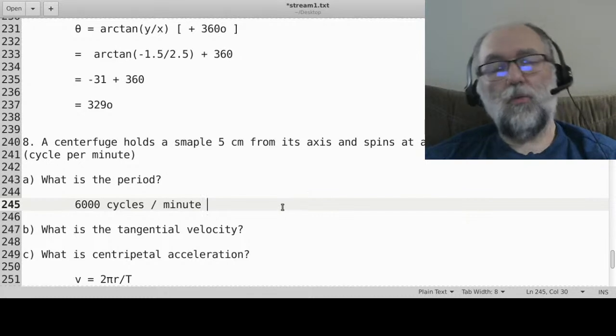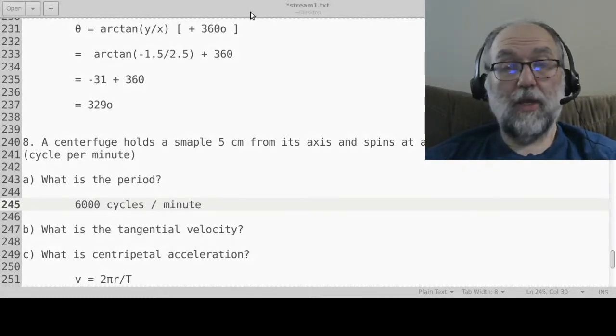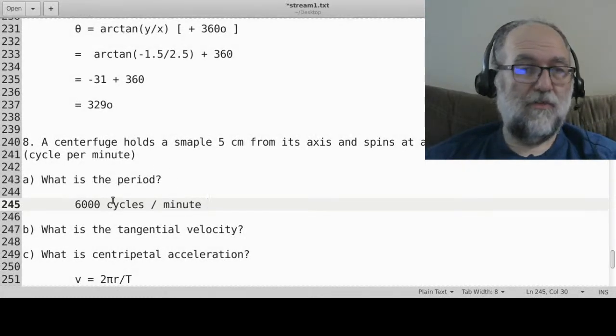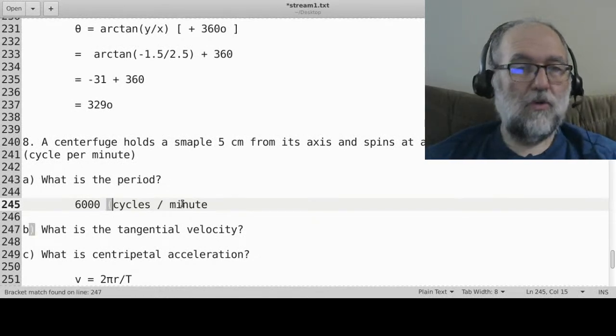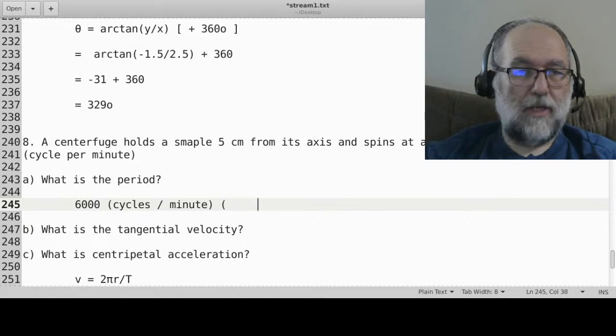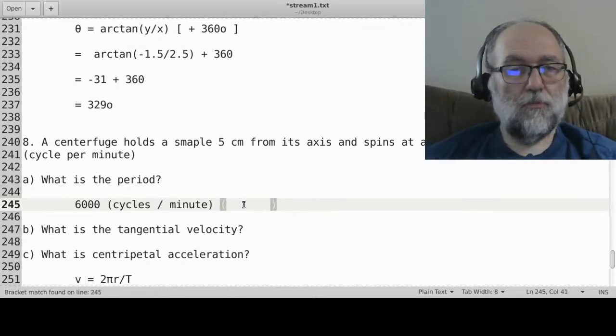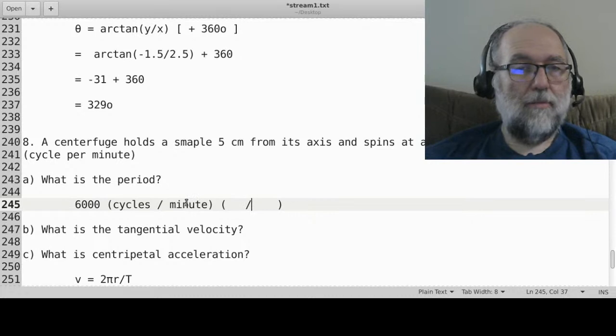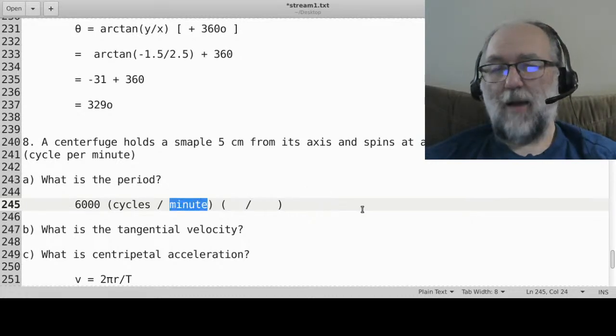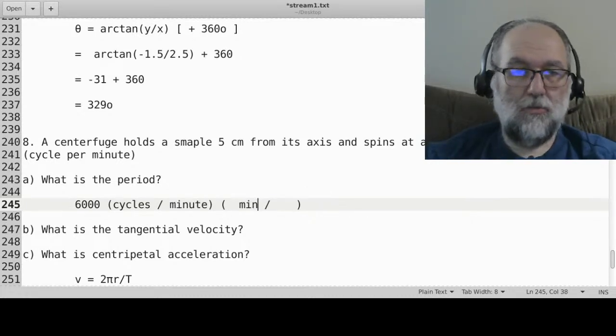Now we can't work in minutes, we want to work in seconds. So that's the first thing to convert. Let's convert the minutes to seconds. And you say, well, how do I do that? Well, let's put a little division there. The minutes here are in the denominator, so let's put our minutes in the numerator.